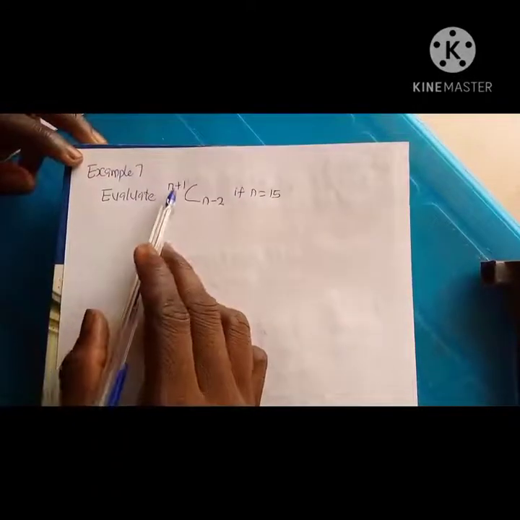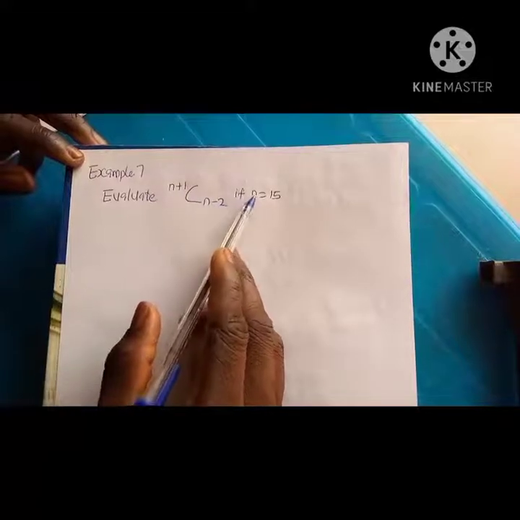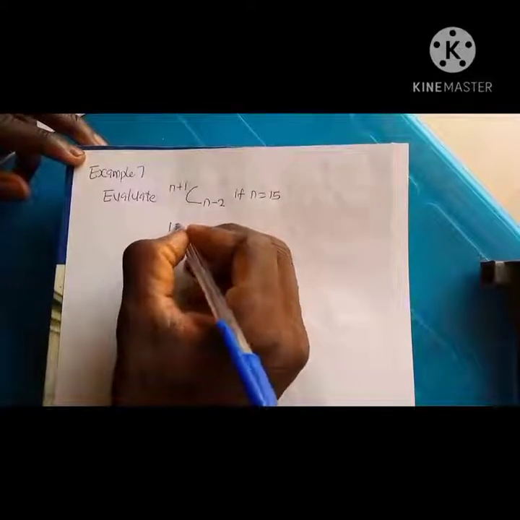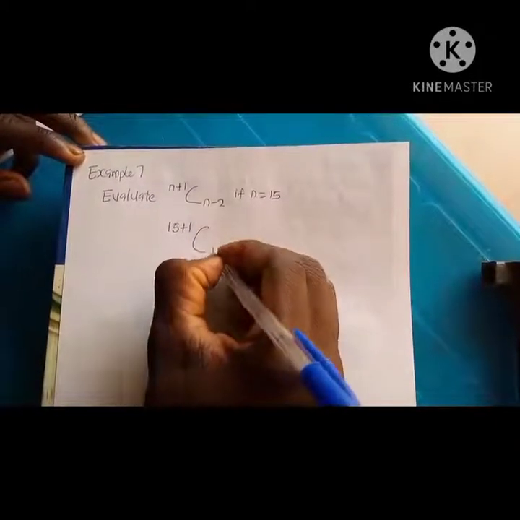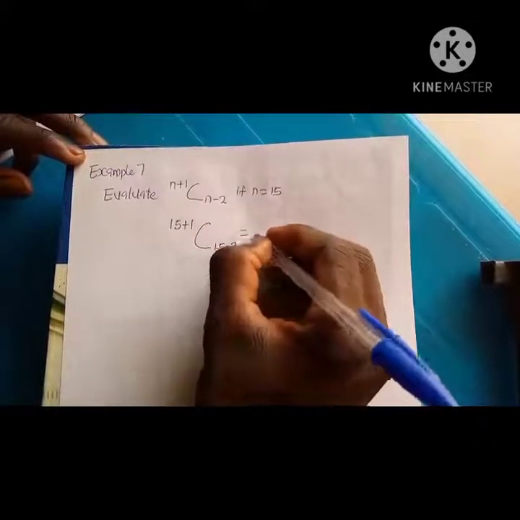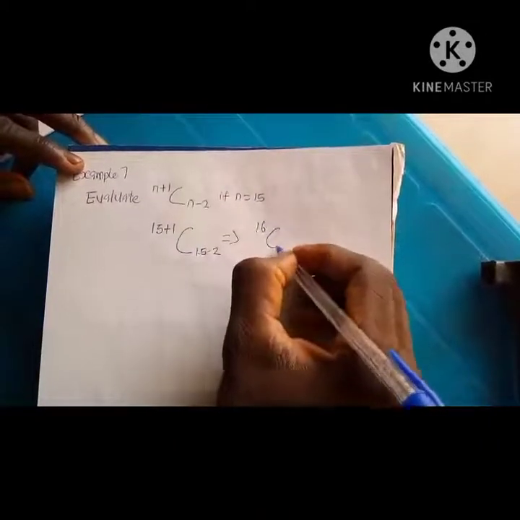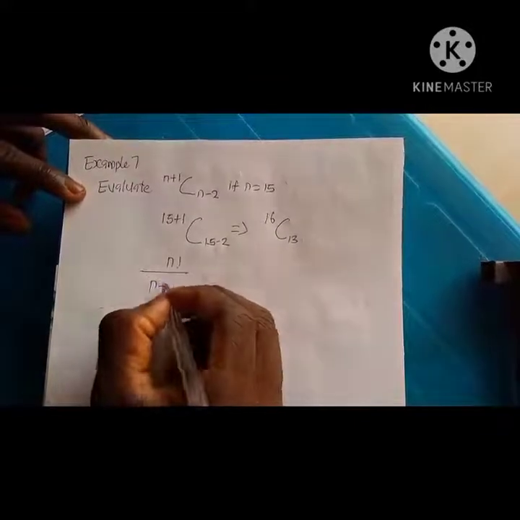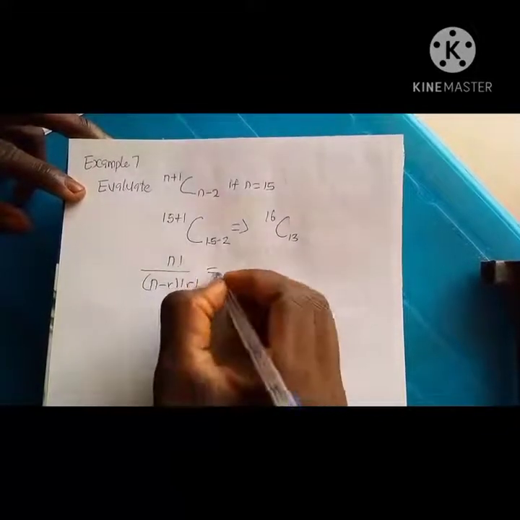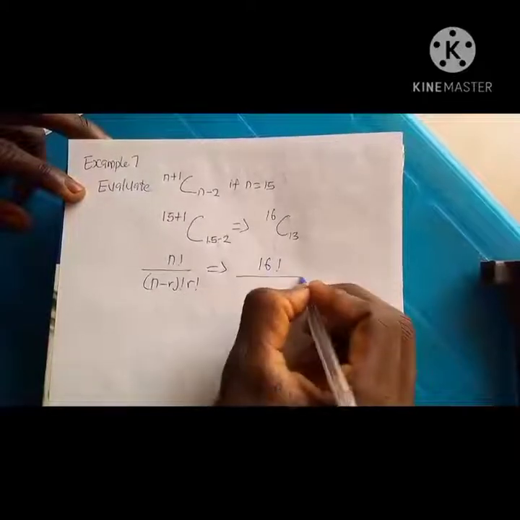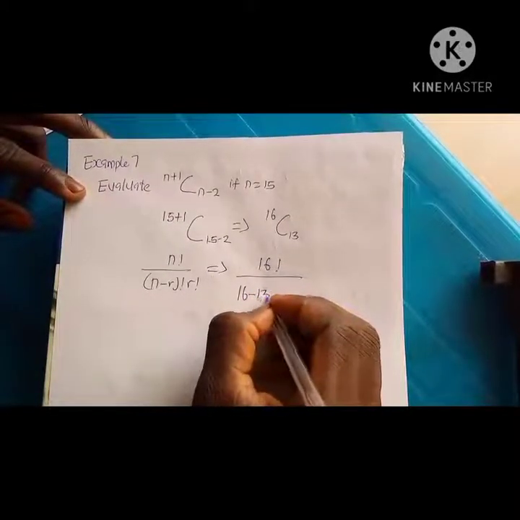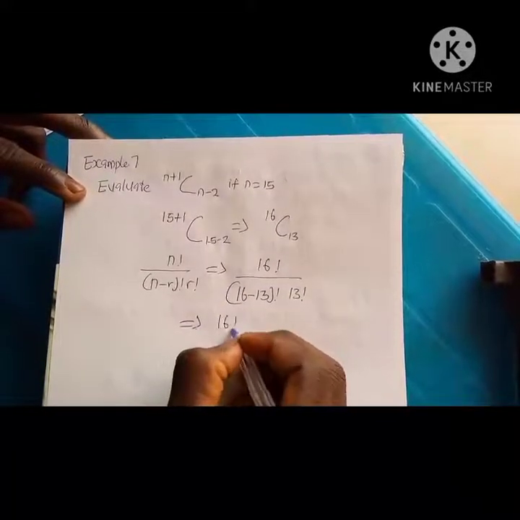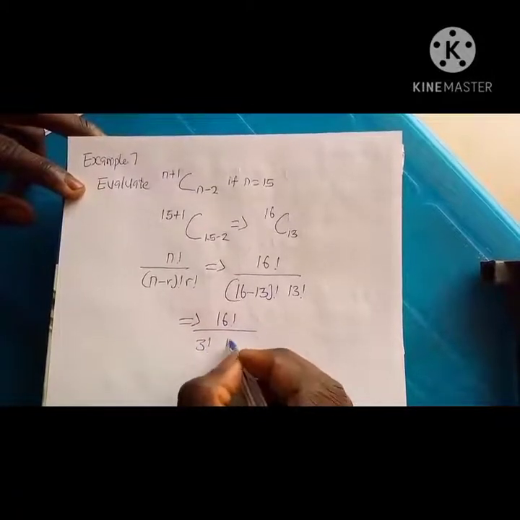So this is another example. Evaluate n plus 1 combination of n minus 2 if n is equal to 15. Just input your 15, your n, into this, and you are going to have 15 plus 1 combination of 15 minus 2. And when you have this you are going to have 16 combination of 13. This is a combination question. Just do it with our formula that we have: n factorial over n minus r factorial then r factorial. This implies we have 16 factorial all over 16 minus 13 factorial, then we have 13 factorial, and this implies 16 factorial all over 3 factorial then 13 factorial.